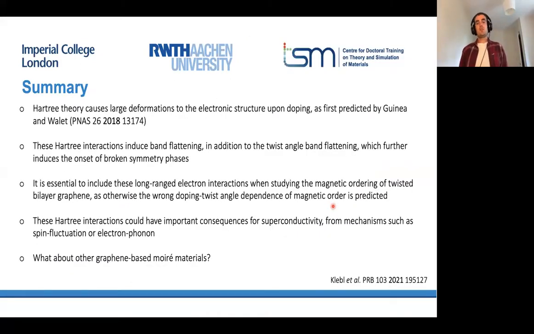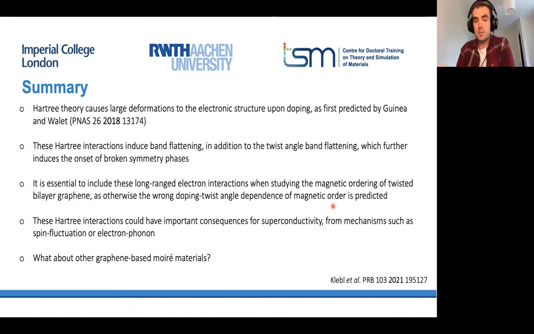So in summary, Hartree theory causes large deformations to the electronic structure, as first predicted by Guinea and Walet. These Hartree interactions induce band flattening in addition to the twist angle band flattening that occurs, which induces more broken symmetry phases. So it seems to be quite essential to include these interactions when predicting the twist angle and doping dependence of magnetic order in twisted bilayer graphene. And these Hartree interactions could have some important consequences for superconductivity too, for mechanisms which require a high density of states, such as spin fluctuation or electron-phonon.